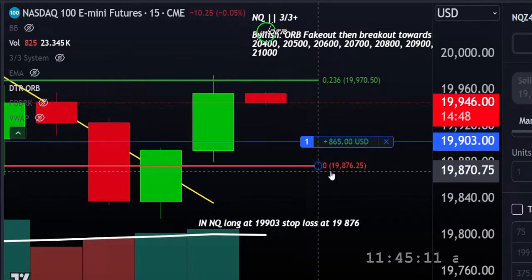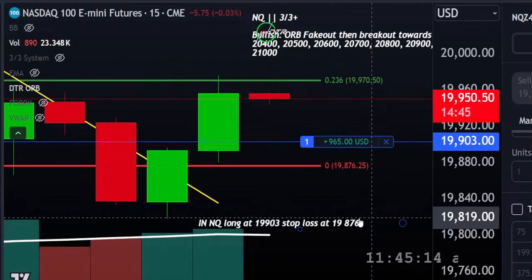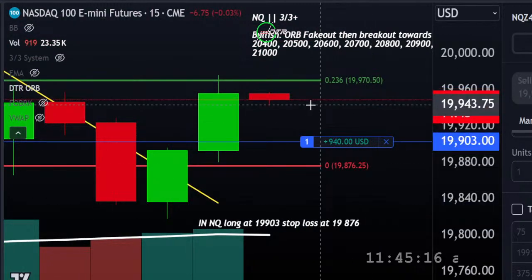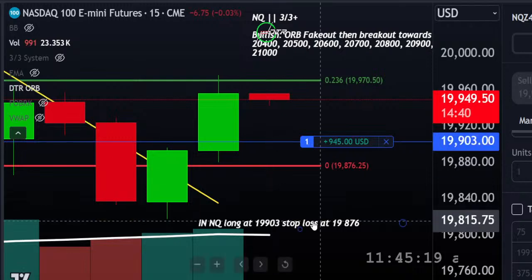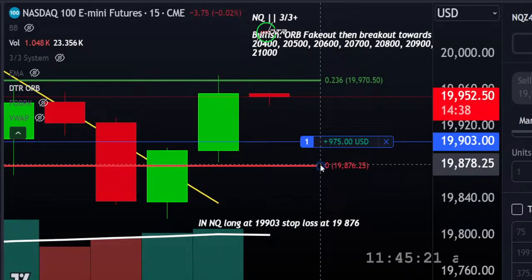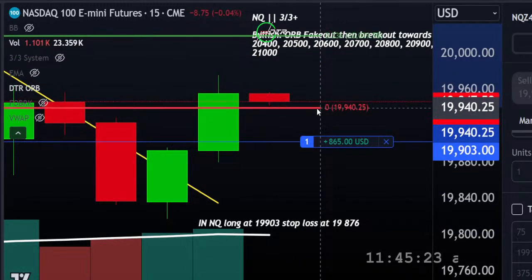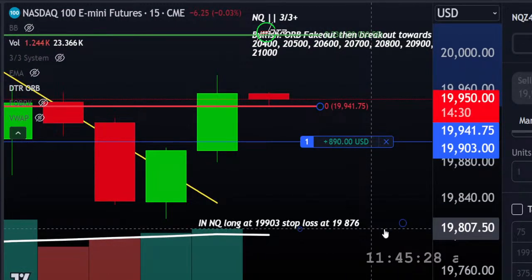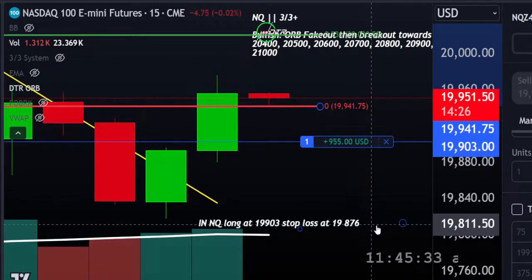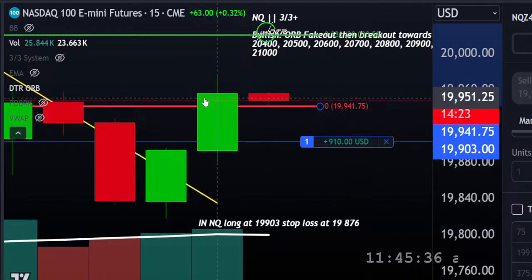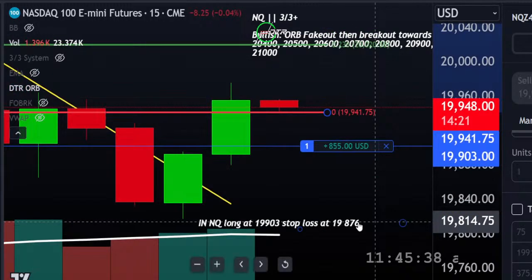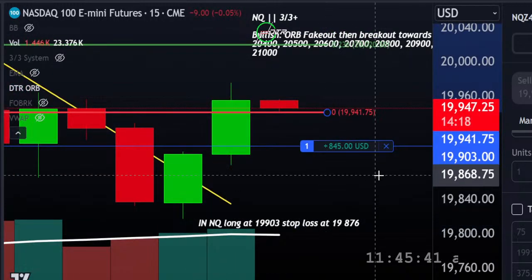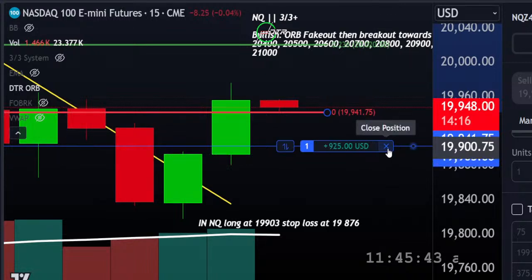Don't want to see this thing pull back too much more here. If I could have my stop loss at 43, that would be great. And then it'd be something like this. Come on, give me the juice.